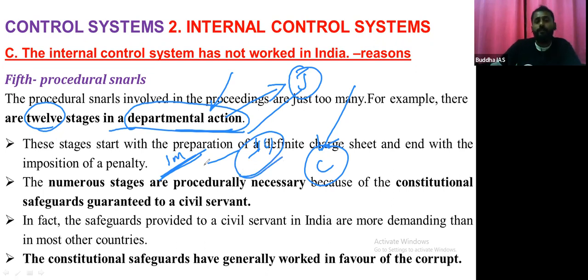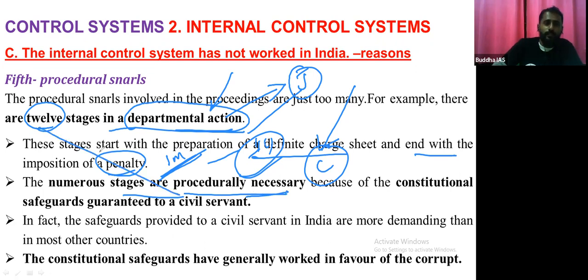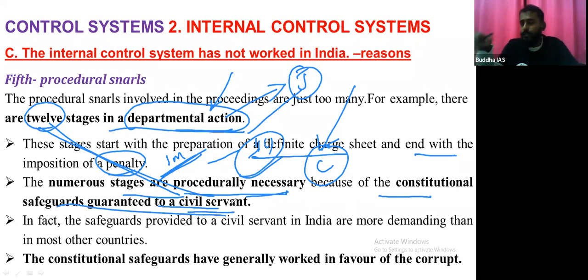These stages start with the preparation of a definite charge sheet and end with the imposition of a penalty. Numerous stages are procedurally necessary. Why are these 12 stages necessary? Because of the constitutional safeguards guaranteed to a civil servant. Since the Constitution itself has guaranteed some rights to civil servants, it becomes very necessary that you follow more steps. In fact, safeguards provided to civil servants in India are more demanding than in any other country.